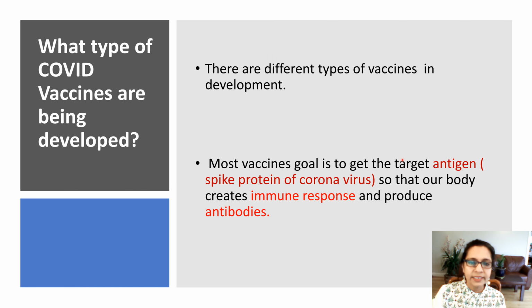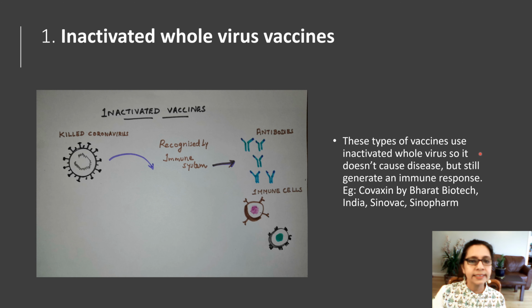So there are different types of vaccines in development, and the goal of most of the vaccines is to get the target antigen. The antigen here is the spike protein of the coronavirus, so that our body creates an immune response and produces antibodies. So let us see the types of vaccines one by one.